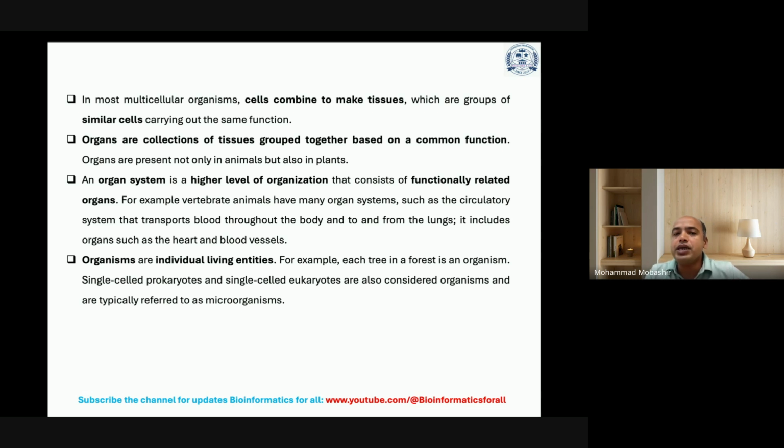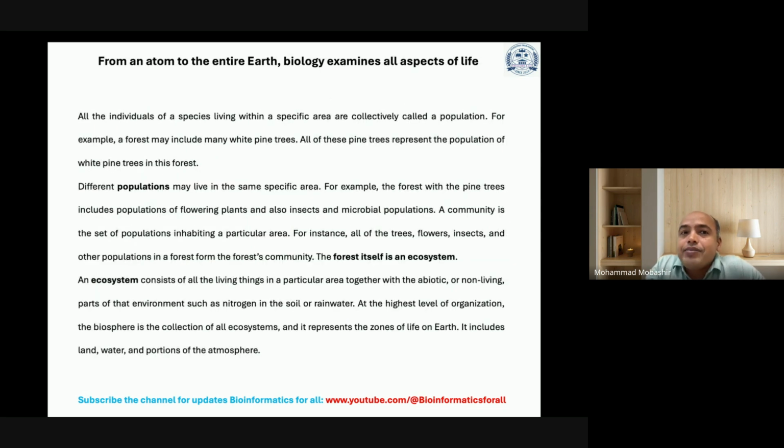Organisms are the individual living entities. For example, each tree in a forest is an organism. Single-cell prokaryotes and single-cell eukaryotes are also considered organisms and are typically referred to as microorganisms or microbes. Now, from an atom to the entire Earth, biology examines all aspects of life.